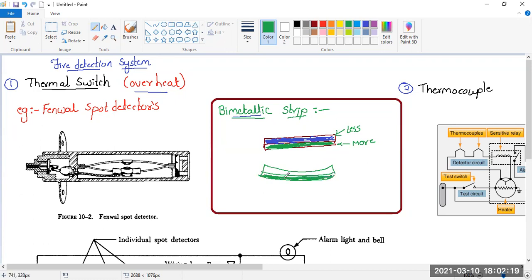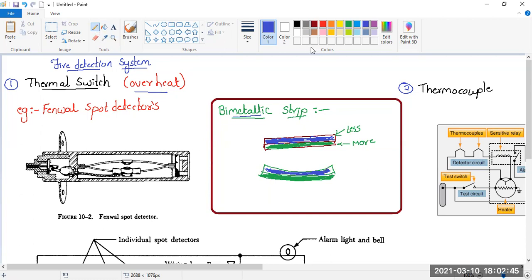Why is this happening? Because the bottom one has a more coefficient of expansion. That means for a 10-degree rise in temperature, the bottom will expand more, whereas for the same 10-degree rise in temperature, the top one will expand less. So this is how it happens. The bottom one is expanding more, so instead of having a straight parallel surface, it will bend like this.